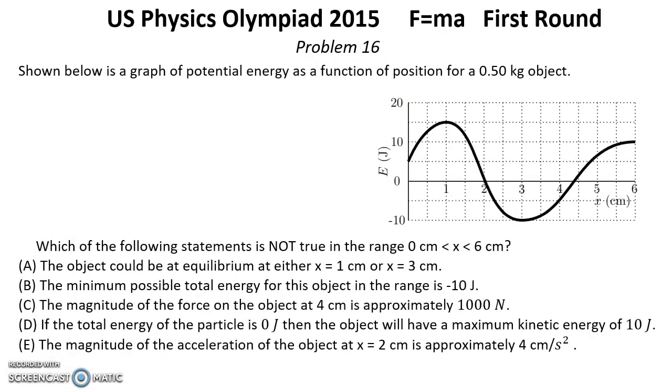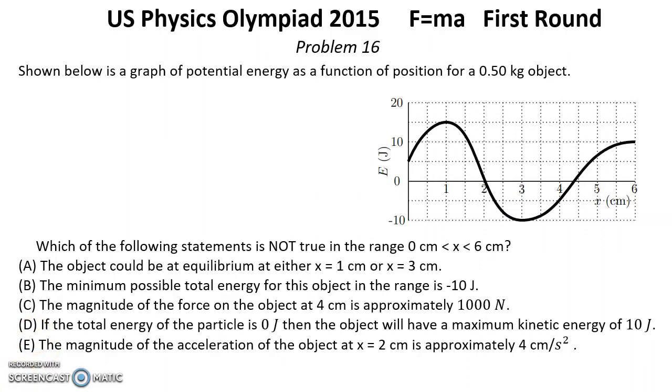Problem number 16. Shown below is a graph of potential energy as a function of position for a 0.5 kilogram object. Which of the following statements is not true in the range from 0 to 6 centimeters? Solution. Let's check all statements. A. The object could be at equilibrium at either x equal 1 centimeter or 3 centimeters.